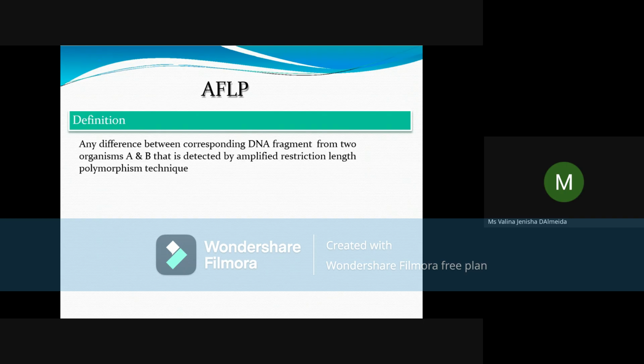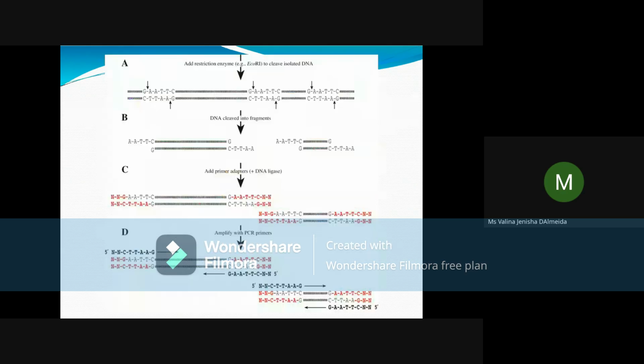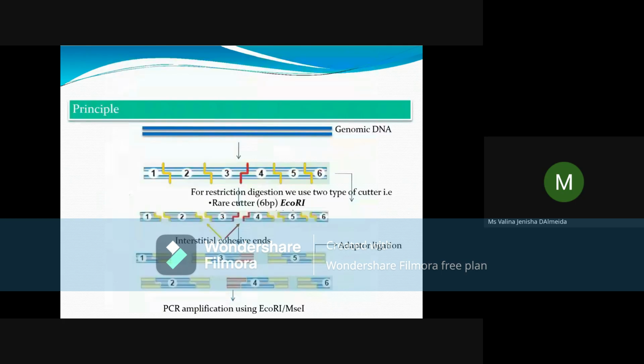Now, once the sticky ends come, you can see here, first your DNA has a sequence, and for that sequence you are using the restriction enzyme. The restriction sites are cut by the restriction enzymes, and then you are adding something to that DNA: adapters. So what is an adapter?